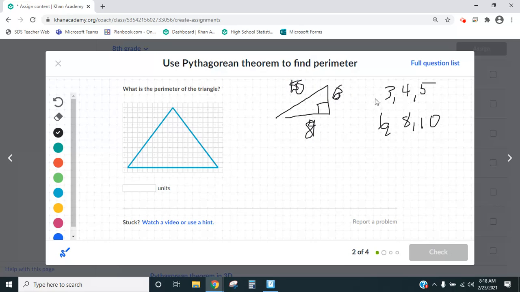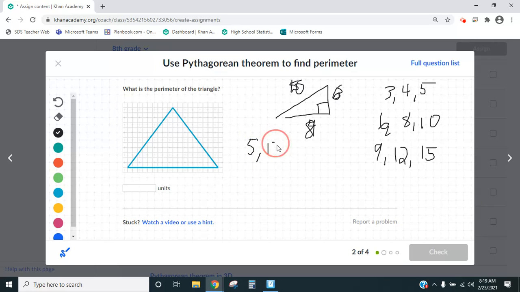So if I tripled this top one, it'd be 9, 12, and 15. So if I measured a side and it was 9 and 12, I'd come up with 15. So those are shortcuts. If you can memorize those, your life can be a lot easier.